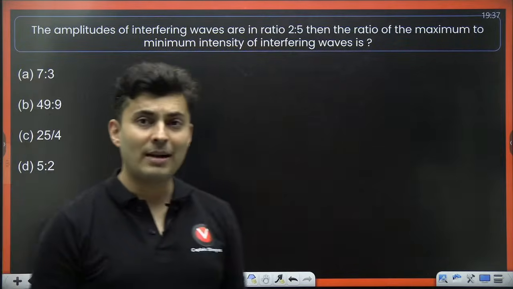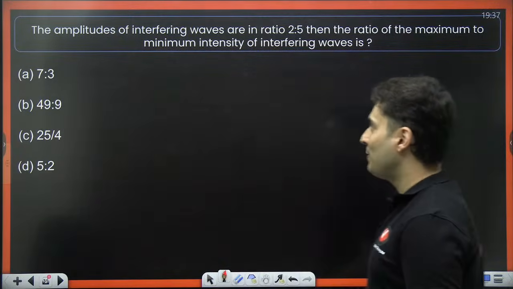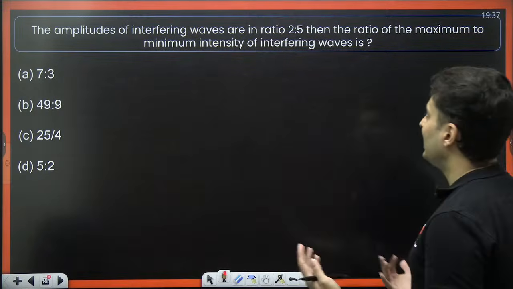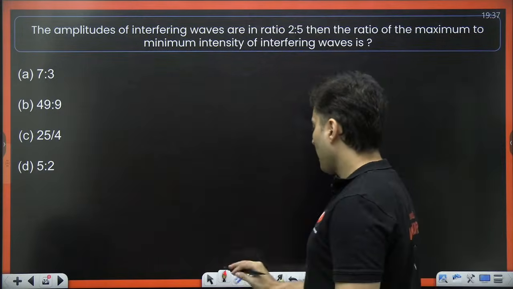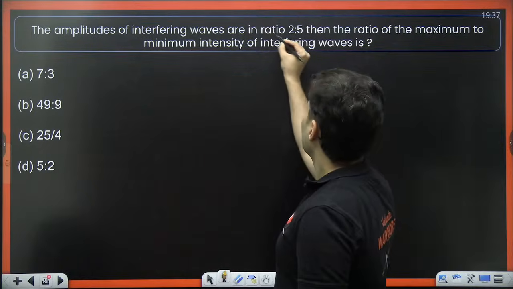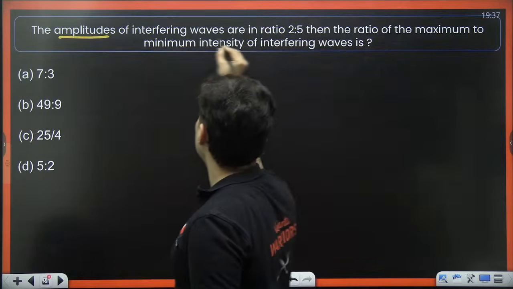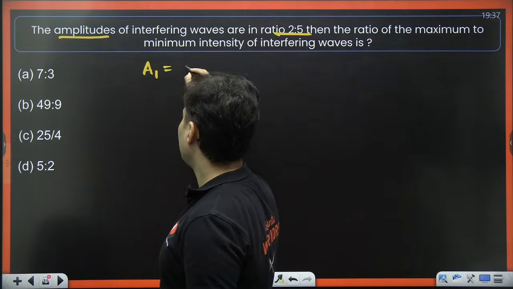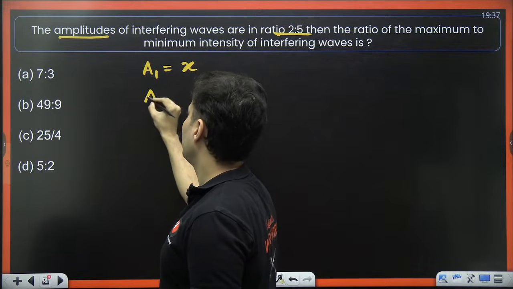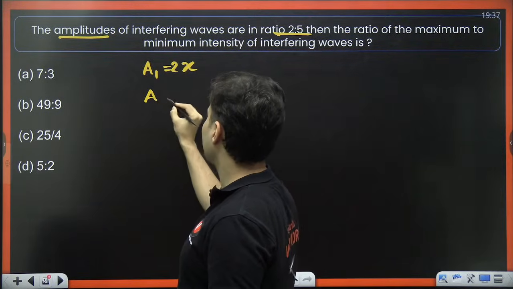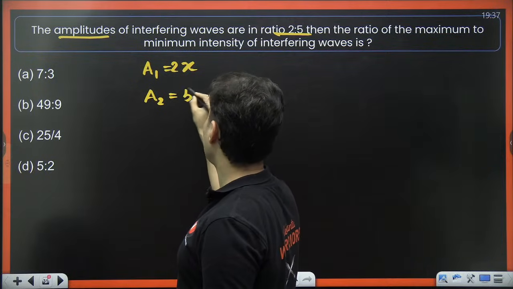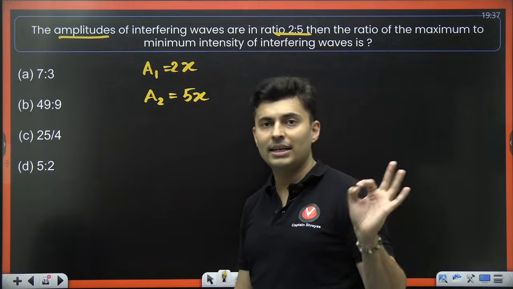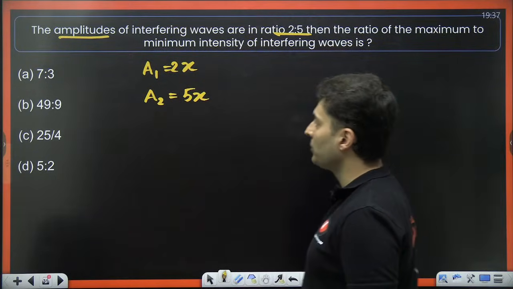Here comes the first question up on your screen. Get ready for it. The amplitudes of the interfering waves are in 2:5 ratio. The ratio of maximum to minimum intensity of the waves is? Okay, let's try to understand. The amplitudes are in 2:5 ratio. That means if A1 is, let's say, 2x, then A2 will be 5x. That is the meaning of amplitudes being in this ratio.